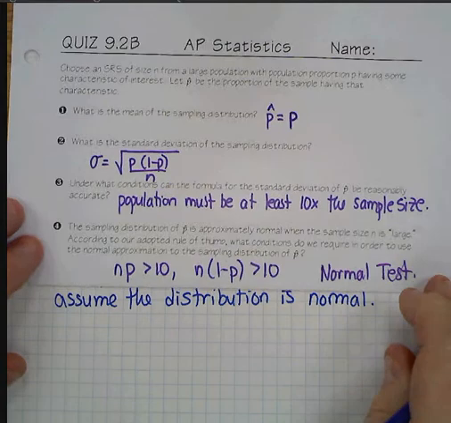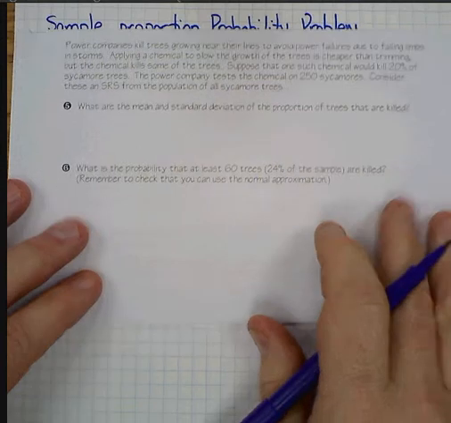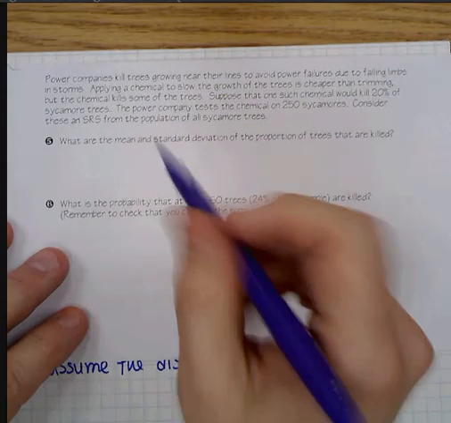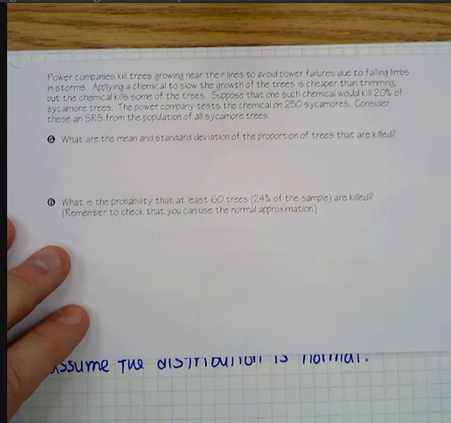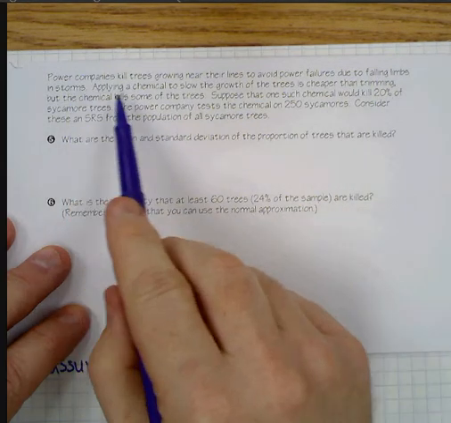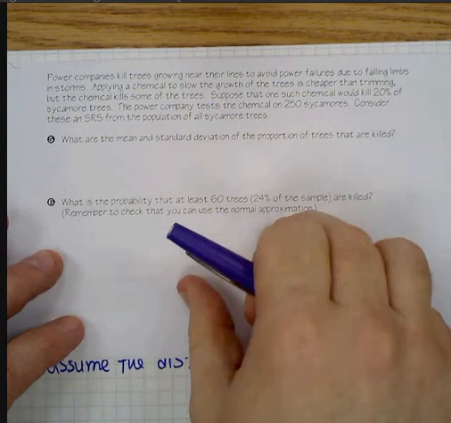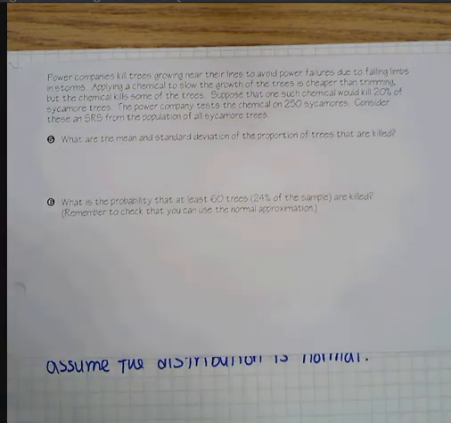All right? So then we come down to this, and here's our question. Power companies kill trees. I think we went over this, but we'll talk about it anyway. Power companies kill trees growing near their lines to avoid power failures due to falling limbs and storms. Applying a chemical to slow the growth of the trees is cheaper than trimming, but the chemicals kill some of the trees. Suppose that one such chemical would kill 20% of the sycamore trees.